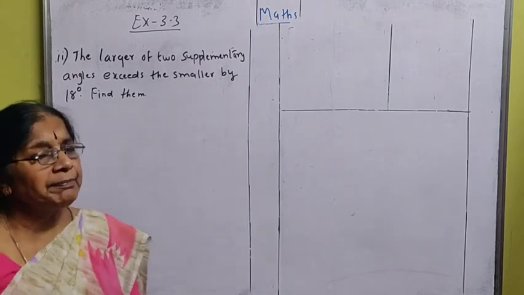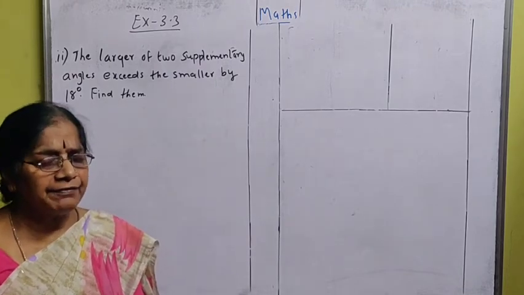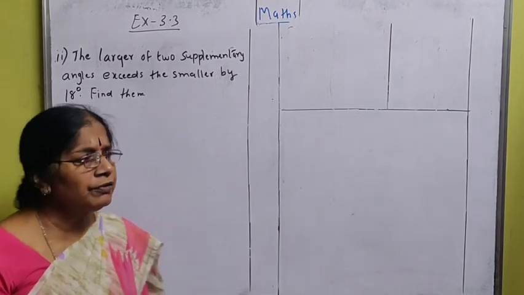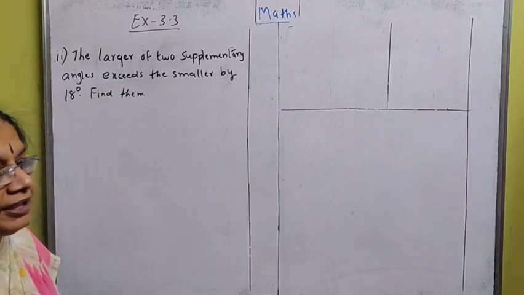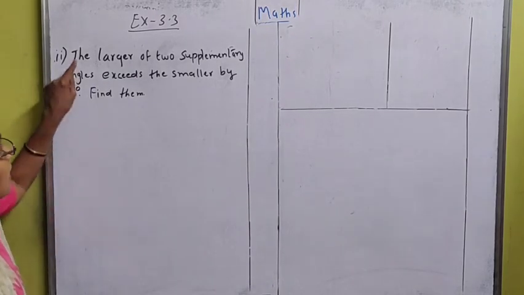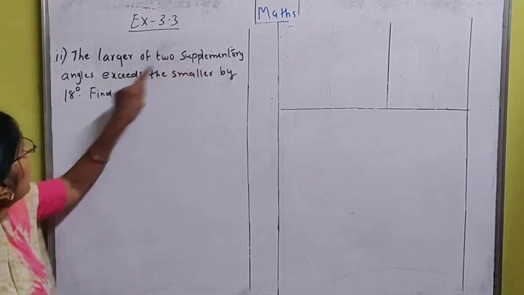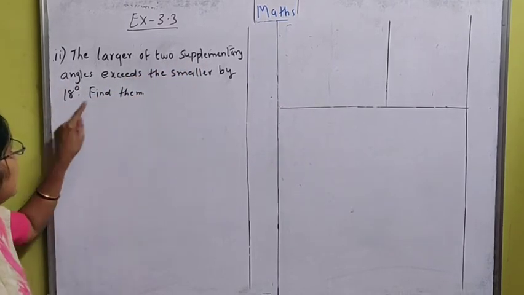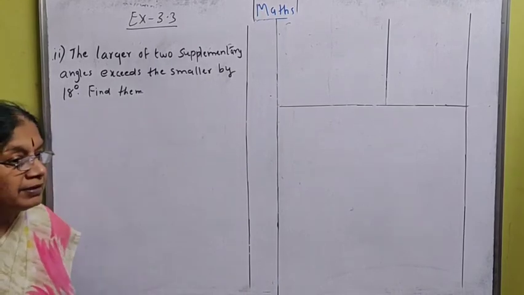Solving exercise 3.3. The second sum we solved, the third sum first thing we solved. Today let us see what the second sum in the third exercise says. Let us read the sum: the larger of two supplementary angles exceeds the smaller by 18 degrees, find them.